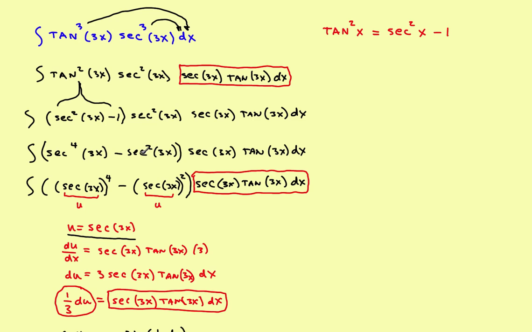Then from that point on, it's just really a u substitution, because the derivative of the secant will give you the secant tangent, and just complete the u substitution, you'll have the final answer. But this is a sample of a problem where you factored out one secant and one tangent.